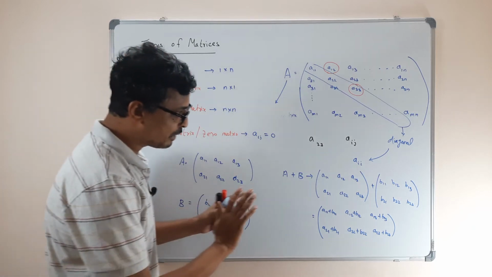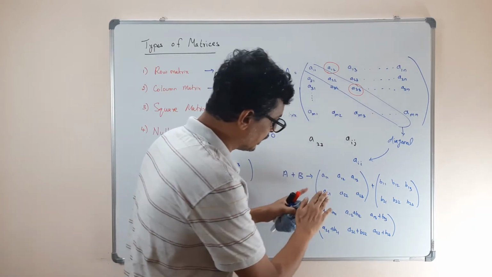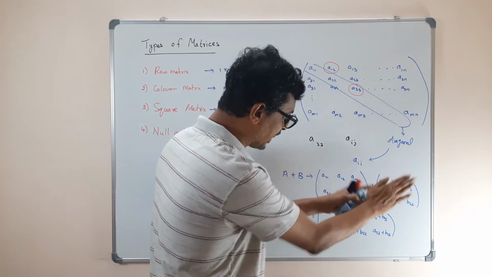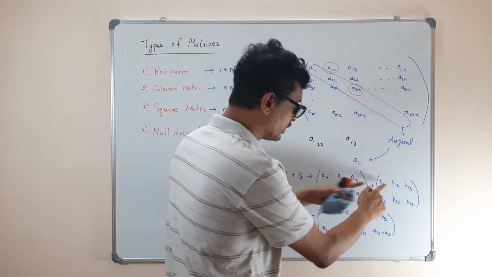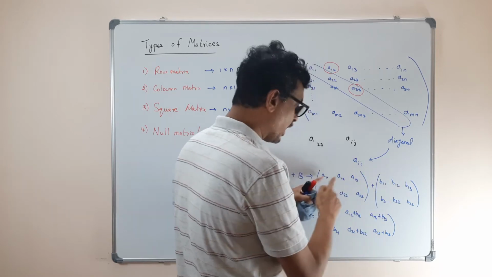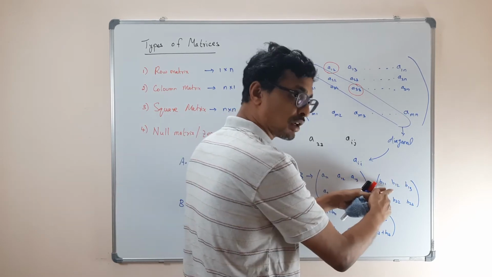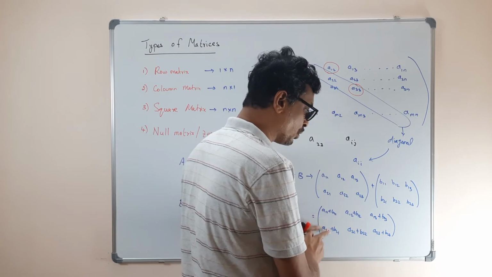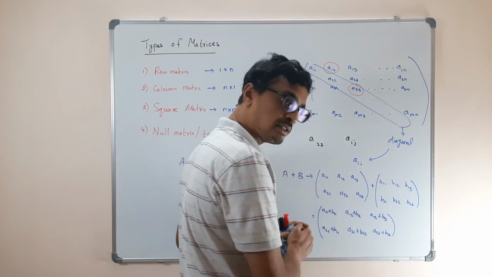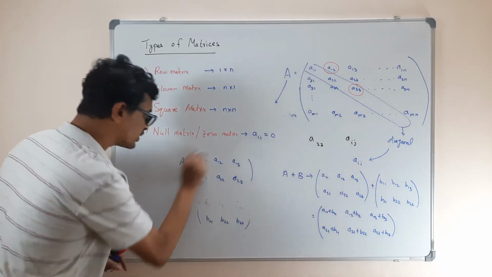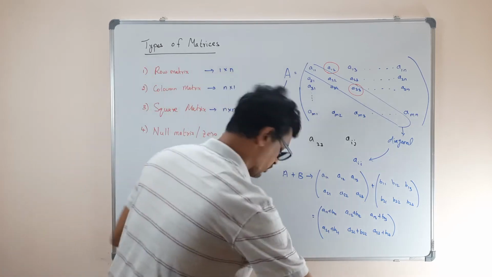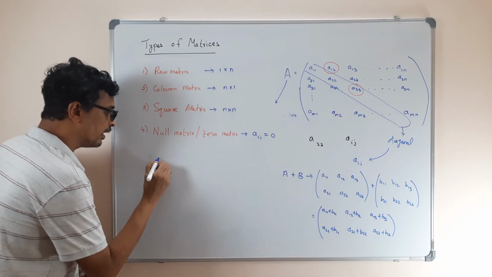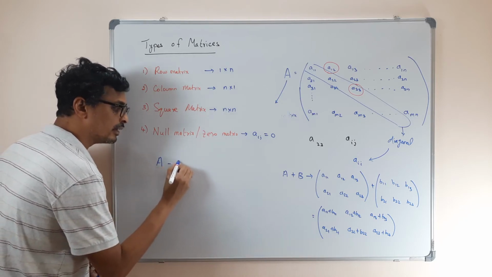Suppose I am asking. One of the important properties of matrix addition is, if you see, the order remains the same. Am I right? This is 2 cross 3. This is also 2 cross 3. When I am adding a 2 cross 3 matrix with a 2 cross 3 matrix, we should get a 2 cross 3 matrix. Now I am asking you to do this one. What is A minus A? Tell me.